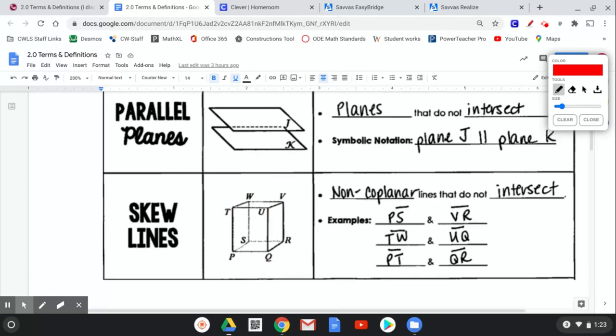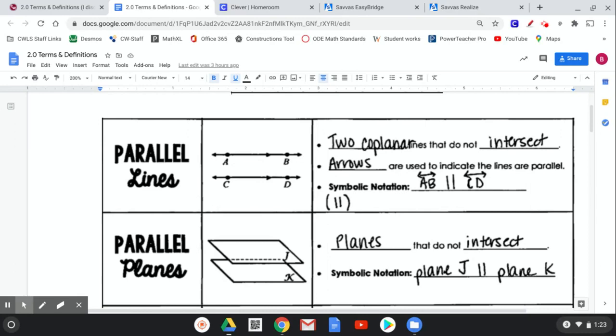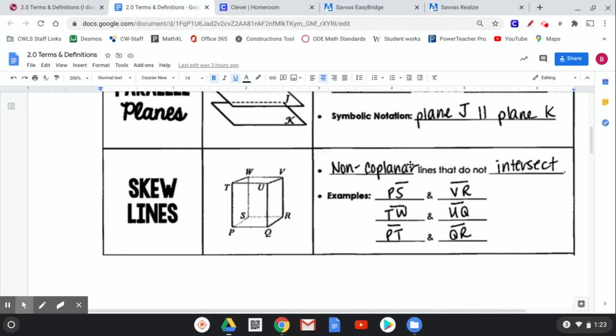And the last one is PS and VR. PS is down here and VR is right here. With skew lines, you're often going to see a line that goes vertical and then a line that goes horizontal. That's a little cheat, I guess. These lines are never going to intersect. They're similar to parallel lines in that they're not going to intersect, but unlike parallel lines, they don't have the same slope, so they don't have the same properties. Also, the important thing is that parallel lines are coplanar. Skew lines are non-coplanar.